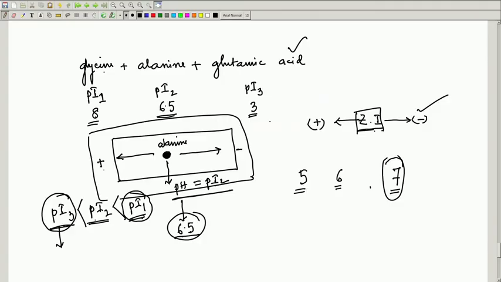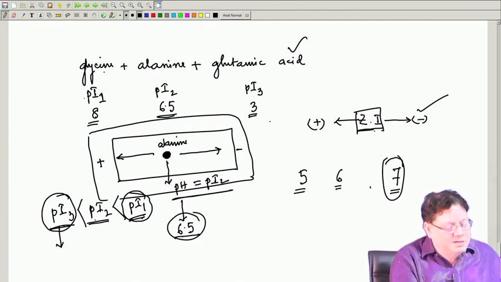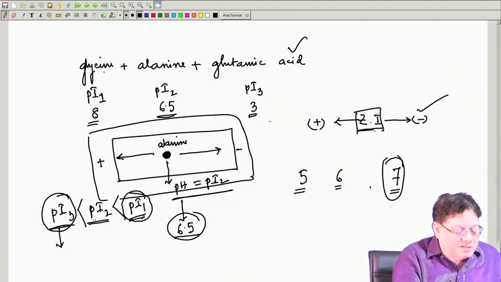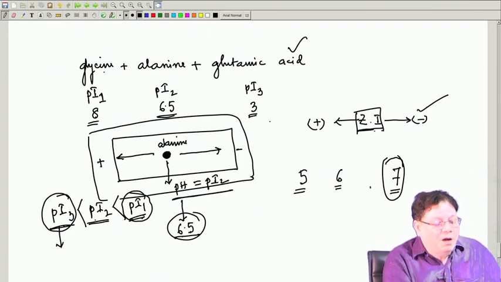Suppose I have a solution containing a mixture of 3 amino acids: glycine, alanine and glutamic acid. Suppose the isoelectric point, and we are assuming this, it may not be correct, we are not taking any value from the literature, but let us assume that the isoelectric point of glycine is 8, of alanine is 6.5 and of glutamic acid is 3. So, that means pI 3 is less than pI 2, which is less than pI 1. Now, I want to separate them.